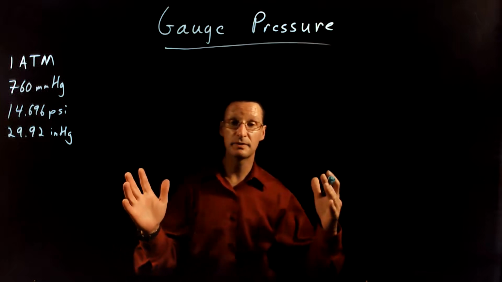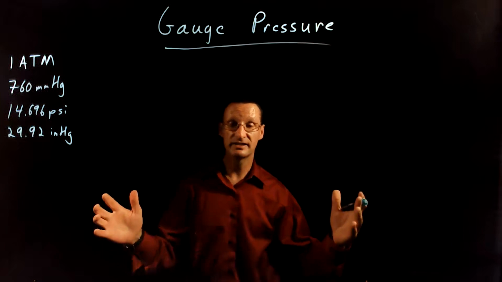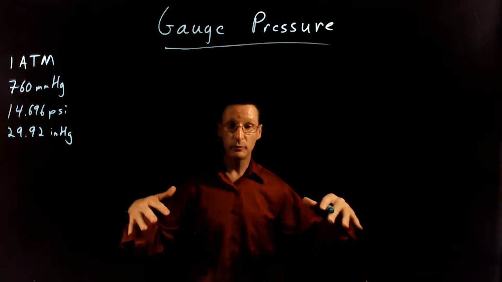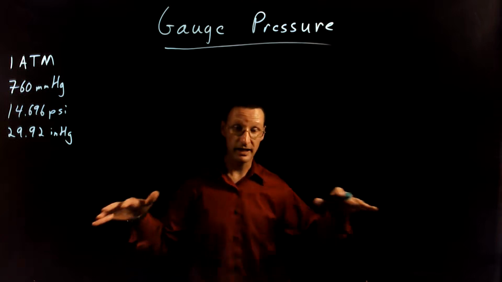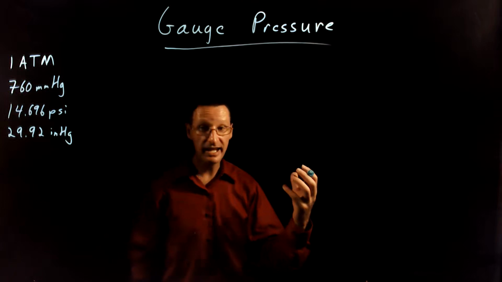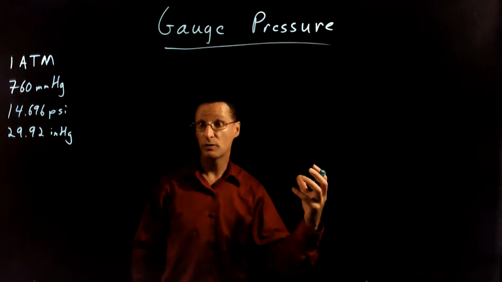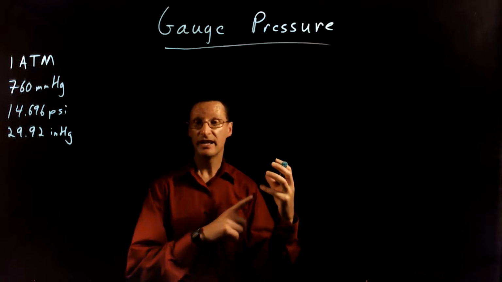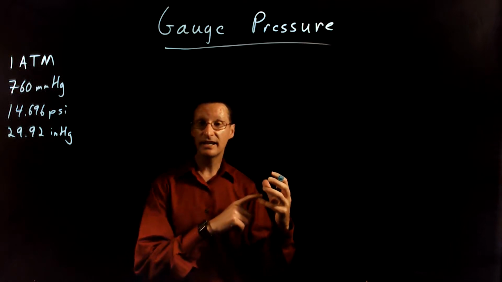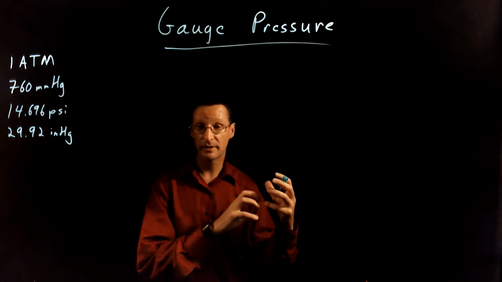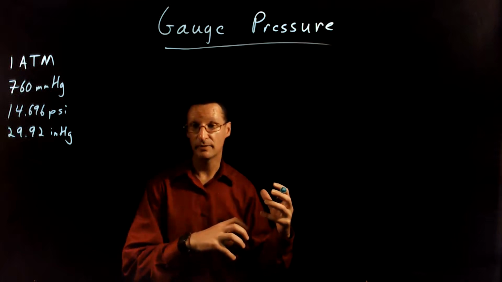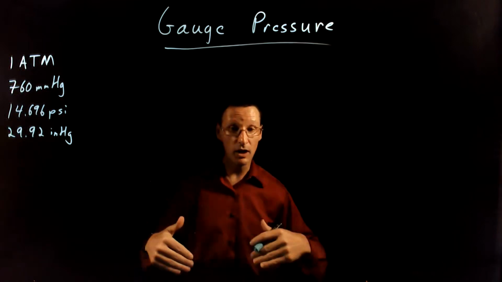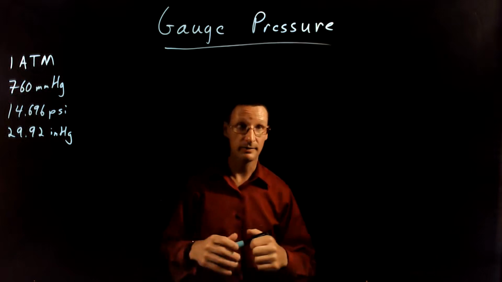Let's talk about gauge pressure. The idea behind gauge pressure is quite simple. We live in a sea of air, and normally we experience atmospheric pressure around us all the time. The idea is if you had a gauge, that gauge should read 0 normally at atmospheric pressure. If the pressure is higher than atmospheric pressure, the gauge will be positive. If the pressure is lower than atmospheric pressure, the gauge will read a negative number. So gauge pressure is really just the amount of pressure above or below atmospheric pressure that we are.